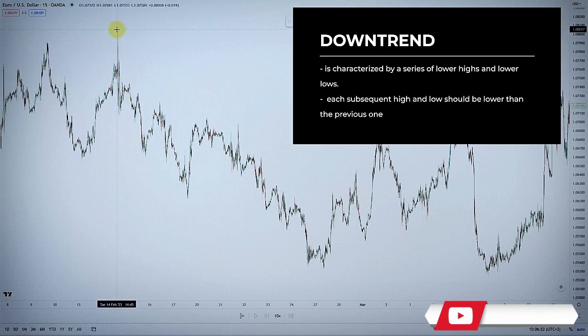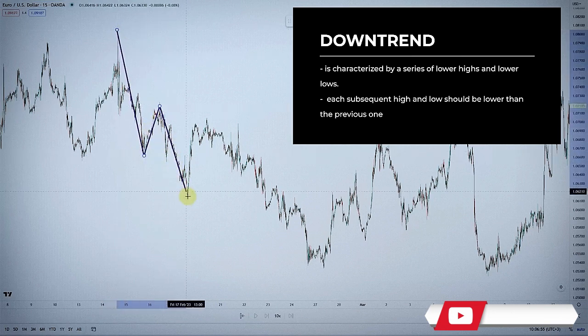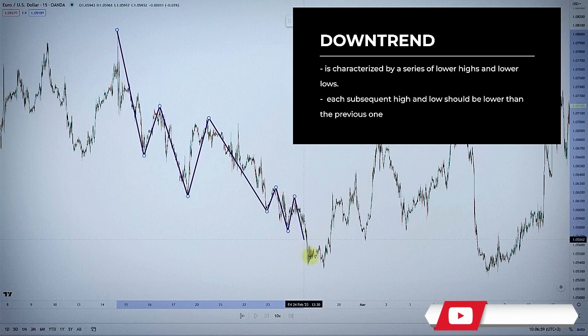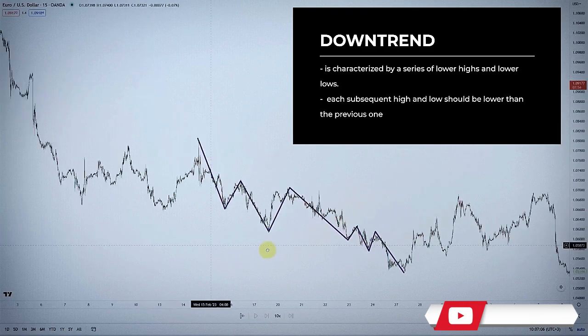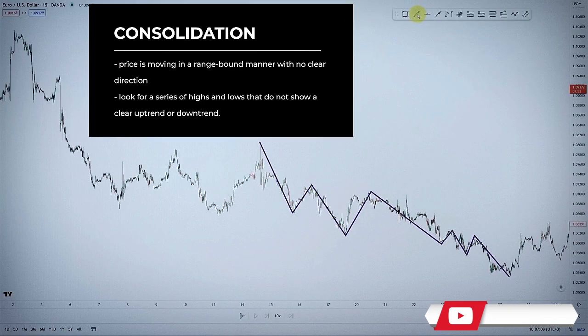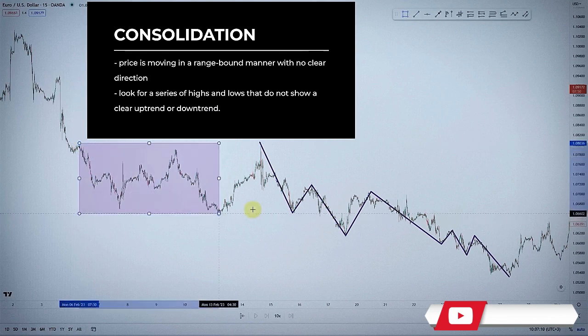Downtrends can be identified by looking for lower lows and lower highs. In a downtrend, each subsequent high and low should be lower than the previous one, indicating that sellers are in control of the market. A consolidation occurs when the market is neither in an uptrend nor a downtrend.